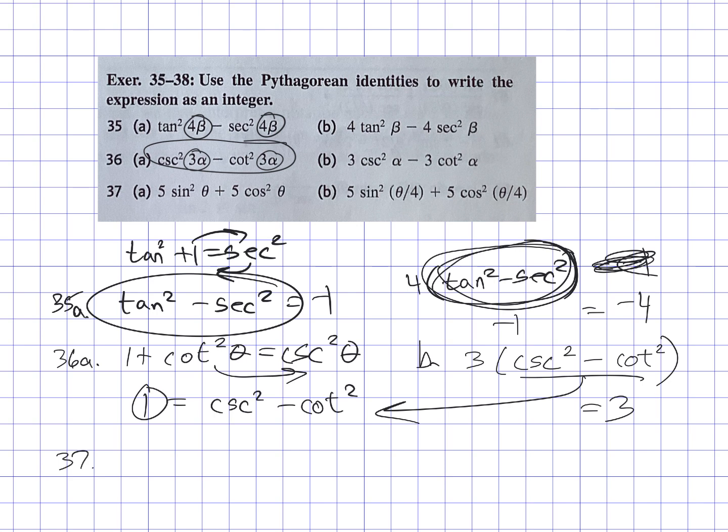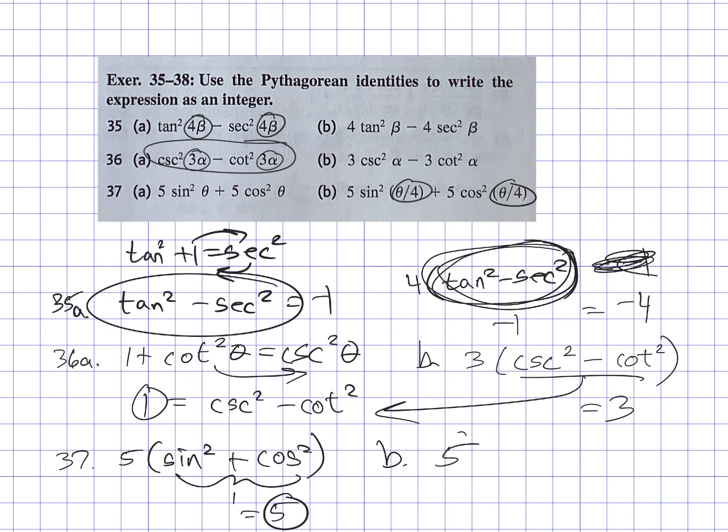All right, 37. Let's factor out a 5, and we get sine squared plus cosine squared. Well, sine squared plus cosine squared, if you look at your identities, is 1. So that's 1. 5 times 1 is 5. That would be your answer. Part B. Again, as long as your angles are the same, then you just treat it as if it was just theta by itself. So we factor out a 5 again, it's going to be the same thing as this last one. So 5 times 1 is still going to be 5.